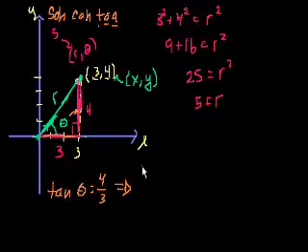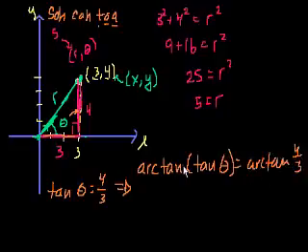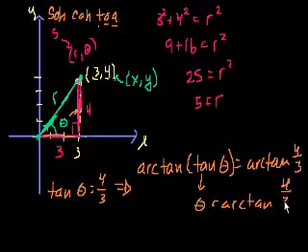You could write it as the arctan of the tangent of theta is equal to the arctan of 4/3. And this, of course, the arctan of the tangent, this is the same thing as the inverse tan of the tangent of theta. This is just equal to theta. That just simplifies to theta is equal to arctan of 4 over 3.